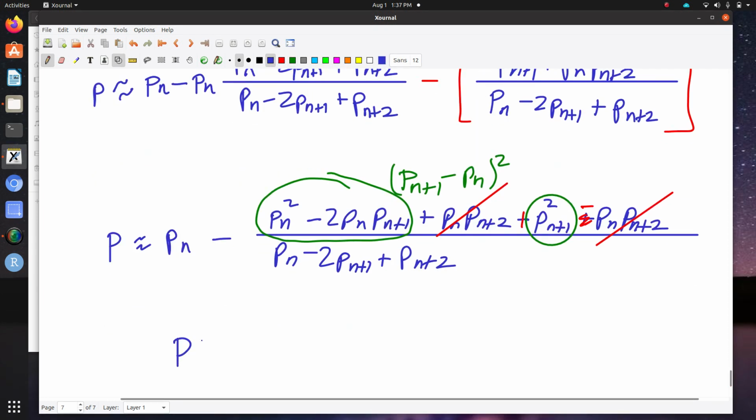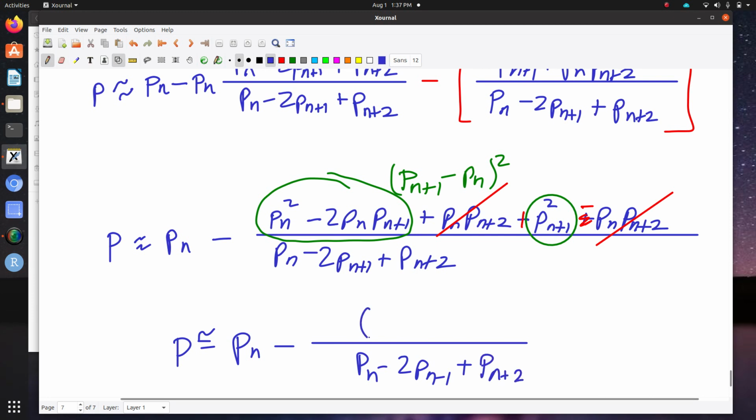So your method is going to look like this. Pn, so P is approximately, so this is how you're going to get your next iteration. It's going to be Pn minus 2Pn minus 1, which we're going to give you something else pretty soon. I'm just making a mess out of this screen. Okay, Pn plus 2. And now the numerator is Pn plus 1 minus Pn squared, which is lovely. Okay?